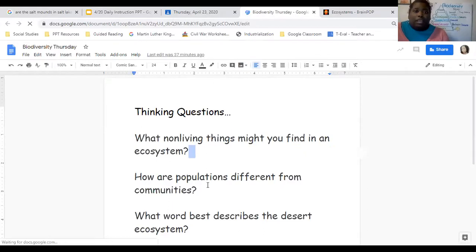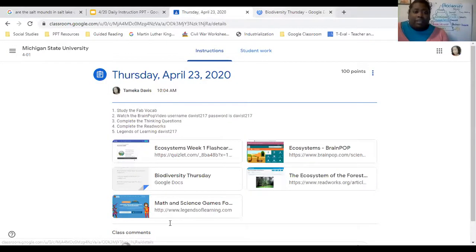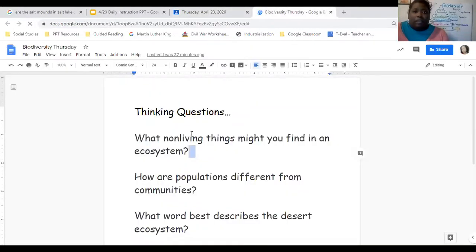So here are your 3 thinking questions, and you'll get the answer from watching the BrainPop video. And then after that, you'll click biodiversity right here for Thursday. Answer your 3 thinking questions in whatever color you want. Make sure that it's not yellow. I can't see yellow. I just can't. So make sure that you answer in whatever other color other than yellow. And then here, touch turn in, click turn in.